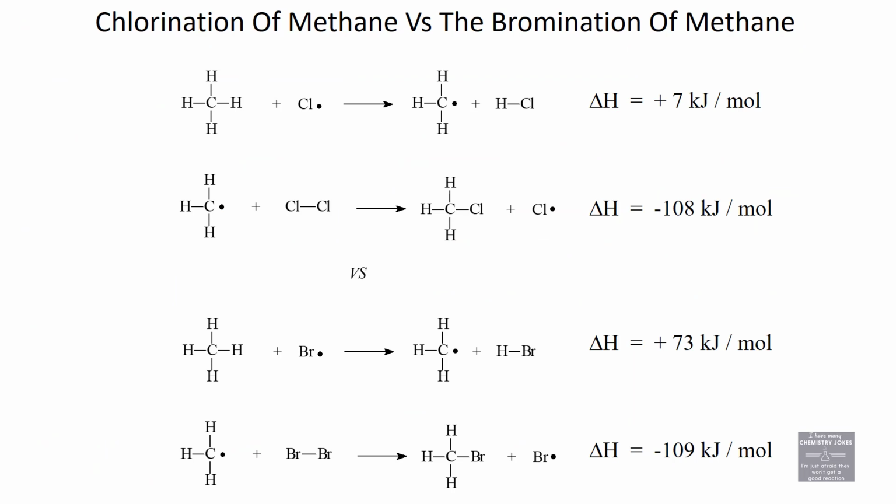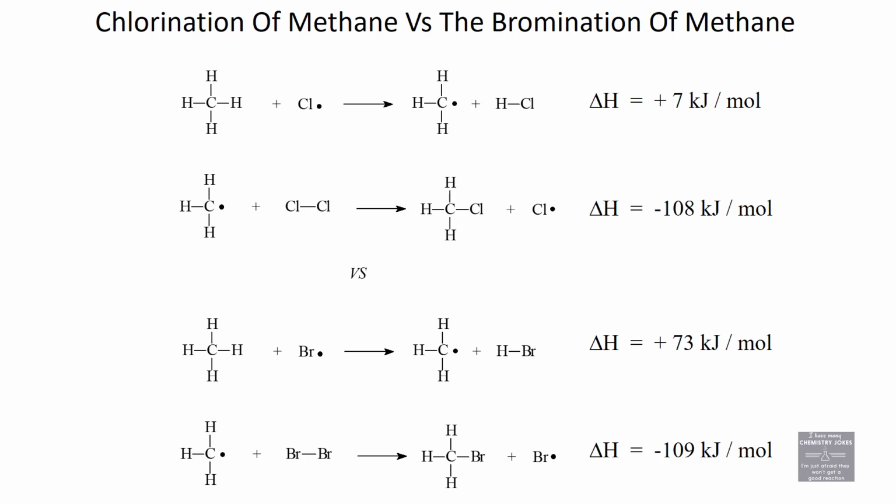So I've said from the beginning that we could do chlorine or bromine. But so far, every example we've gone through is chlorine instead of bromine. What's the big deal? What's the difference in chlorination versus bromination? If I look at the first step, this is a propagation step. The propagation step for chlorine is positive 7 kilojoules per mole. The propagation step right here for bromine, positive 73 kilojoules per mole.